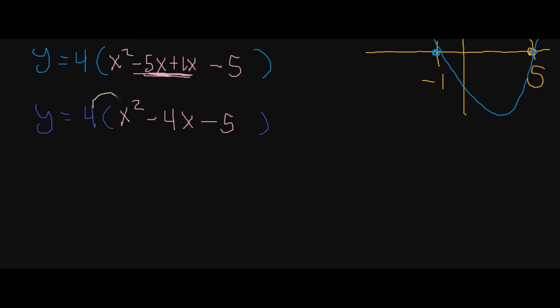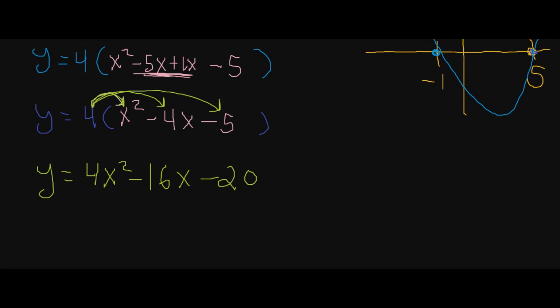So 4 times x squared. So you see, we're just kind of taking it step by step. So we're going to get 4 times x squared, which is 4x squared. Then we're going to get 4 times negative 4x, and we're going to get negative 16x. And we're going to get 4 times negative 5, and I'm going to get negative 20.